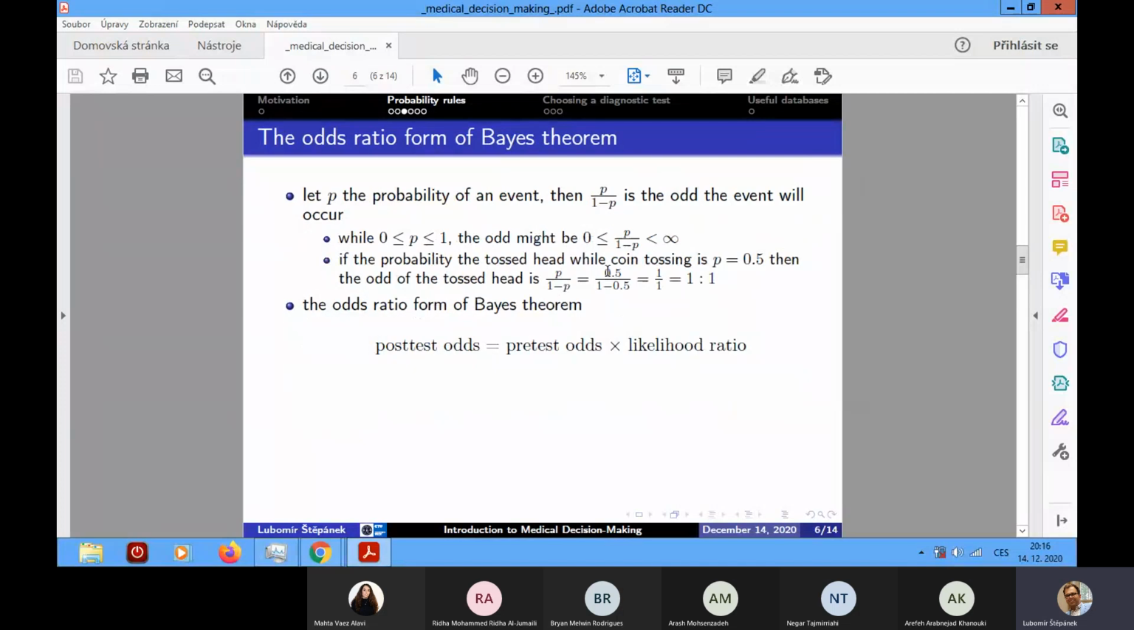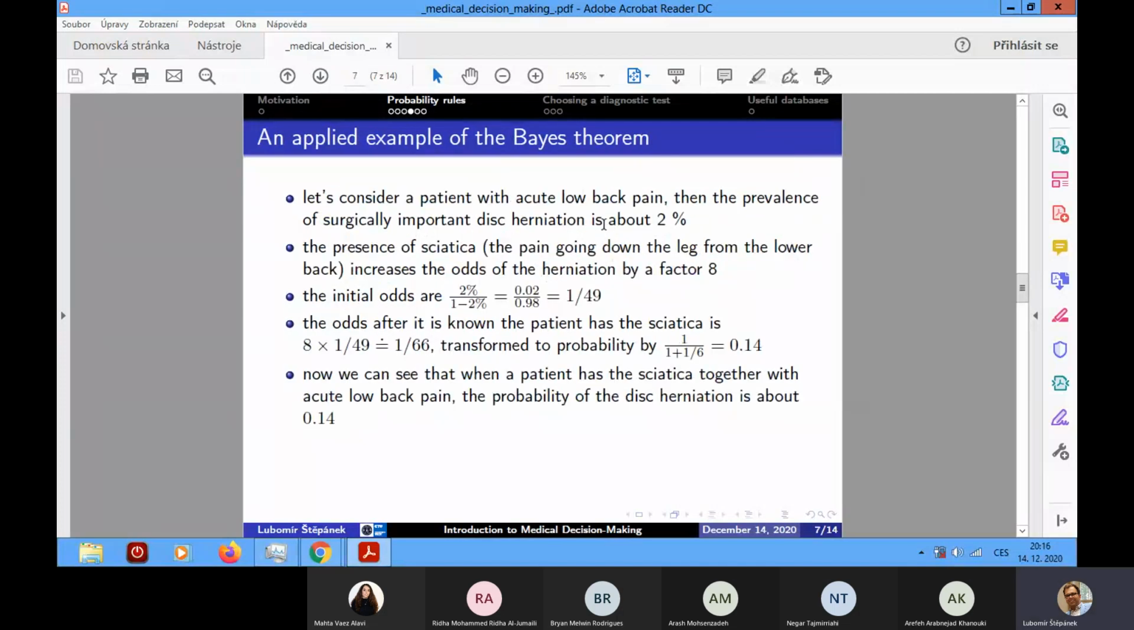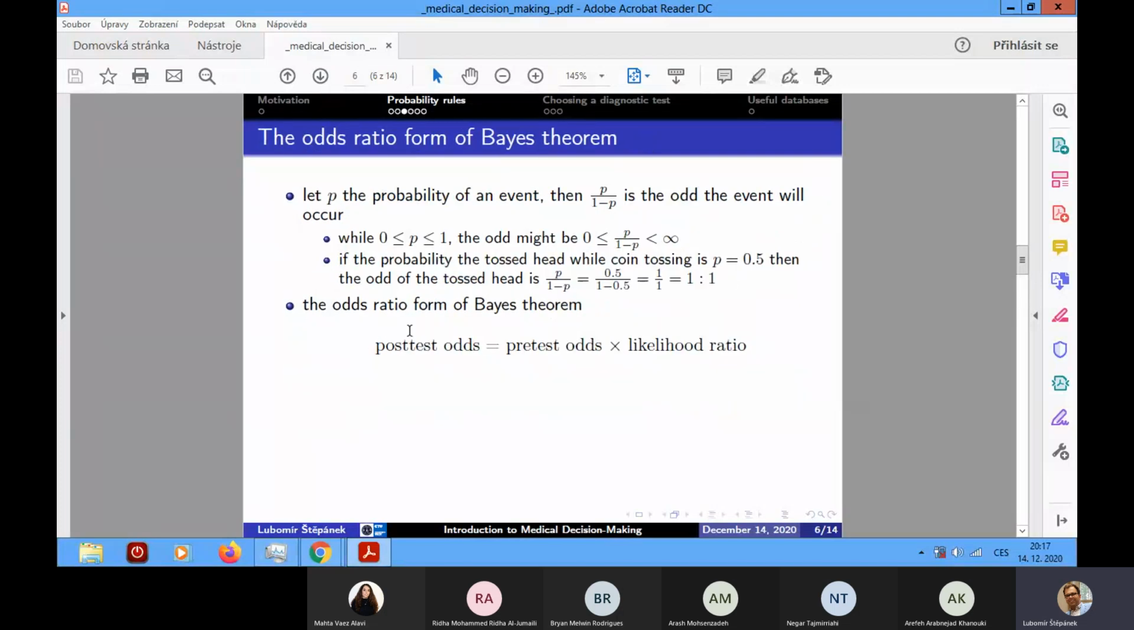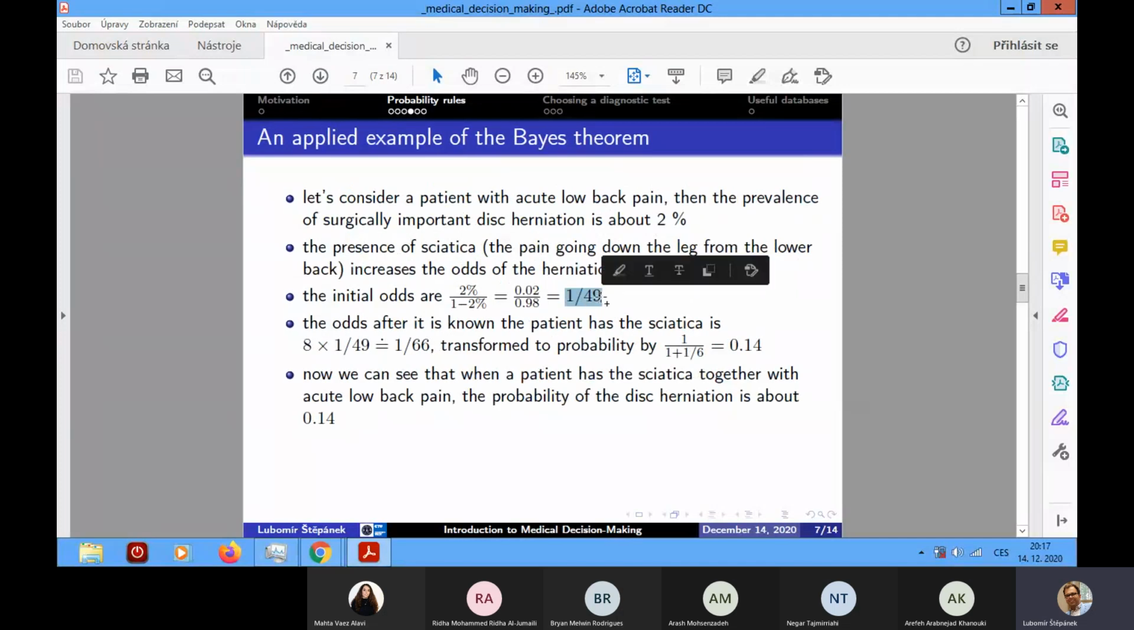So we can transform 2% following this formula to the odds. If we know the probability was 2%, you can follow this formula: 2% over 1 minus 2% is just 0.02 over 0.98, and dividing the numerator by the denominator, we get 1 over 49. So it's just the initial odds. And following the odds ratio form of Bayes theorem, like this formula, we know the pretest odds, just the initial odds, is 1 over 49.